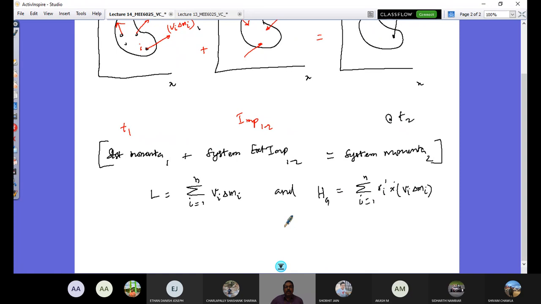So you would have now in the system not only linear momentum, that would be the case of particle mechanics or central impact. In case of non-central impact, the system momenta would consist of linear momentum as well as couple momentum. What is this called? The couple momentum. What is this called? The linear momentum. All right.